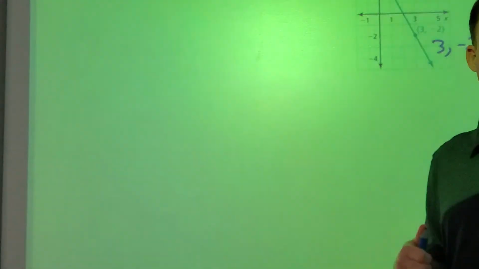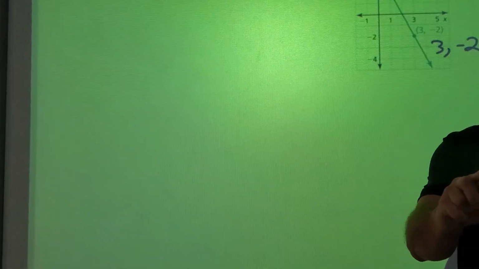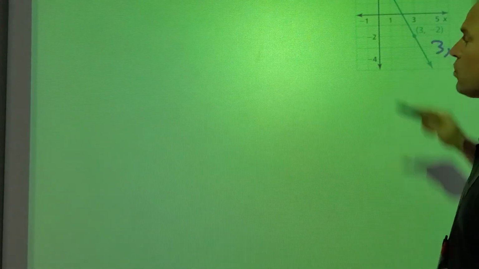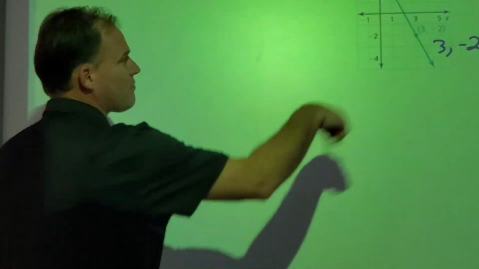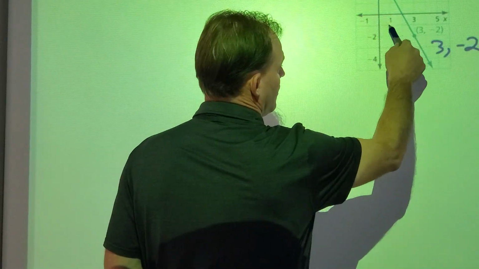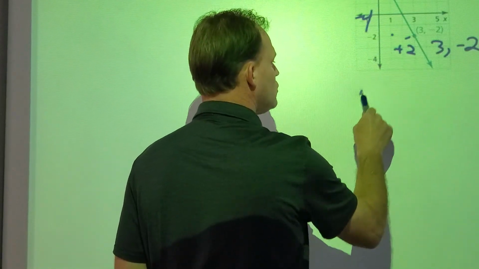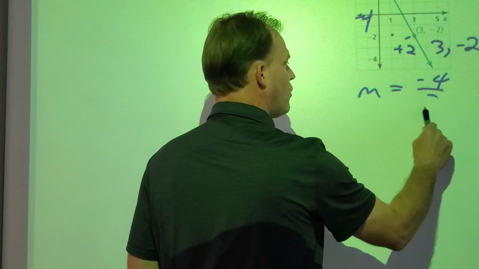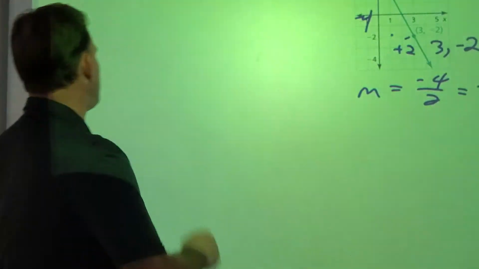How can I find the slope? Well, you either count down, right, or you go to the formula. Since I have the graph, I'm going to count. That's going to go a lot faster. 1, 2, 3, 4, down 4, 1, 2, right 2. So the slope is -4 over 2, which is -2. Go back to my formula.